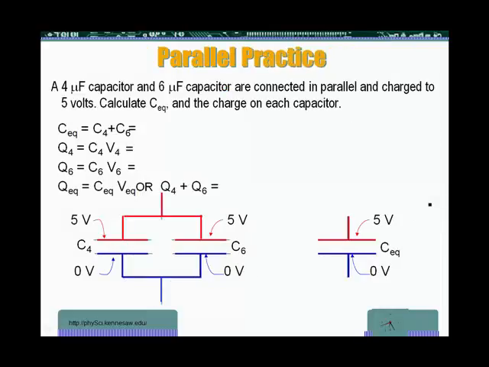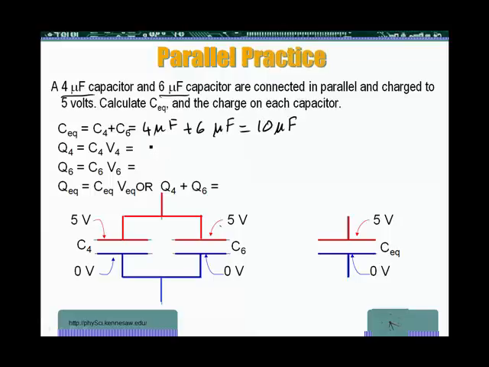Now, as an example here, we have a 4 microfarad capacitor and a 6 microfarad capacitor that are connected in parallel and charged to 5 volts. We are subjecting them to a 5 volts electrical potential difference. And we are asked to find C equivalent and the charge on each capacitor. C equivalent is just the sum. So 4 microfarad plus 6 microfarad, which is 10 microfarad.